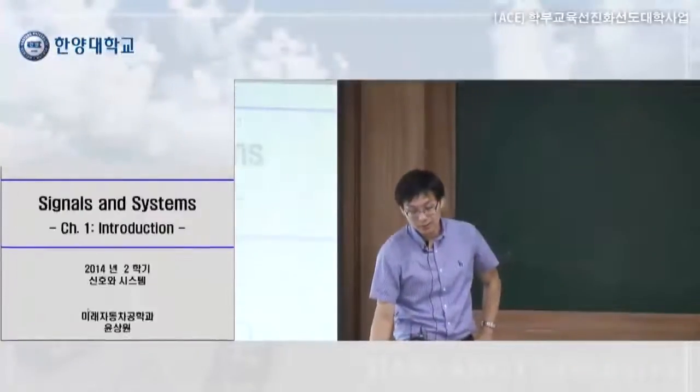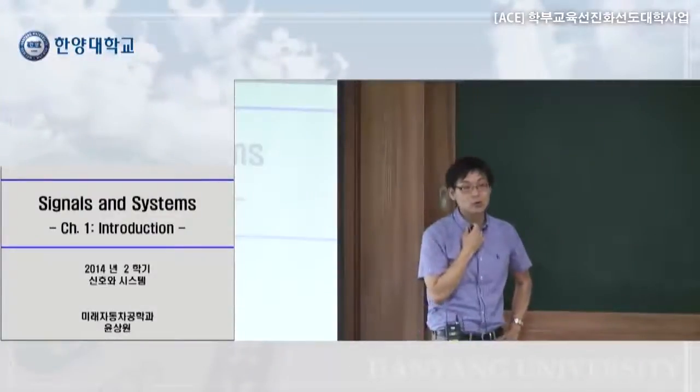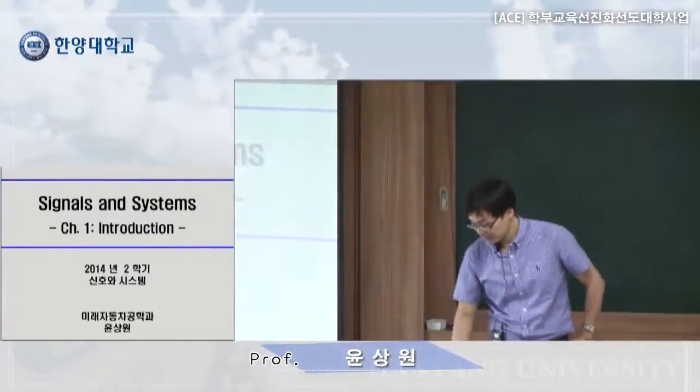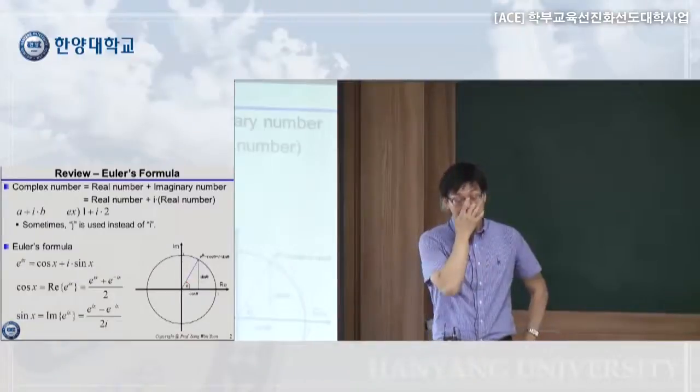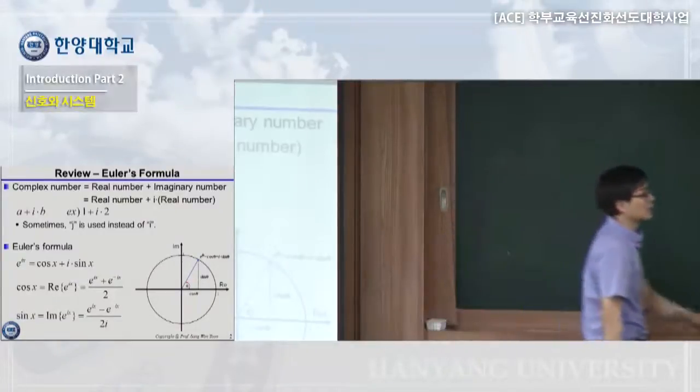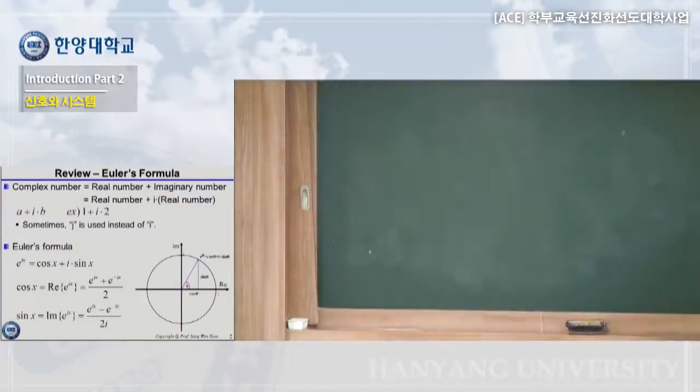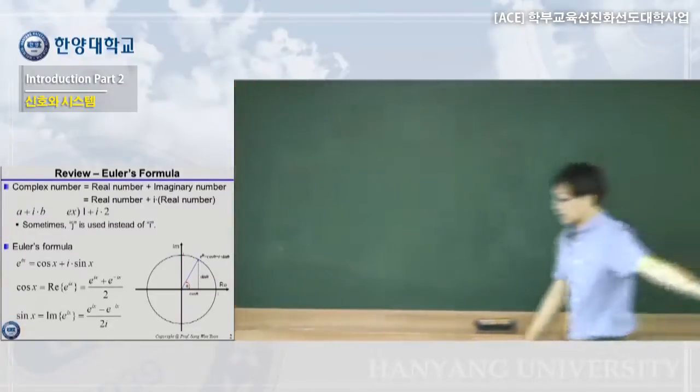So we're starting from the introduction. Hopefully we can finish today. We start from Euler's formula. So this one is, we say, bridging between the complex domain to axis in complex axis.